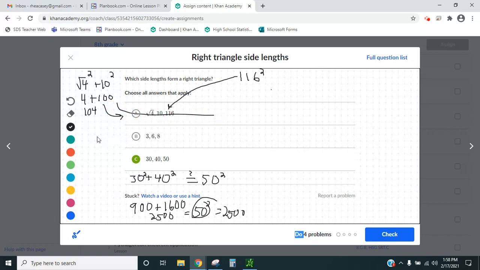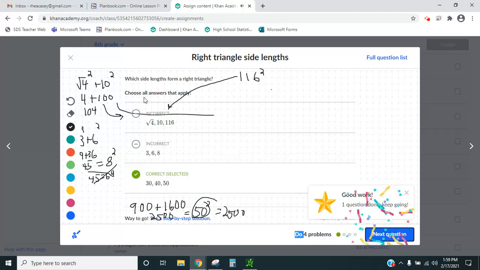How about letter B? 3 squared plus 6 squared. What's that? All right, so that's 9 plus 36. 9 plus 36 is 45. Is 45 the same thing as the other number, 8 squared? Well, no. 45 is not equal to 64. No, that's not correct. So C is our only correct answer.